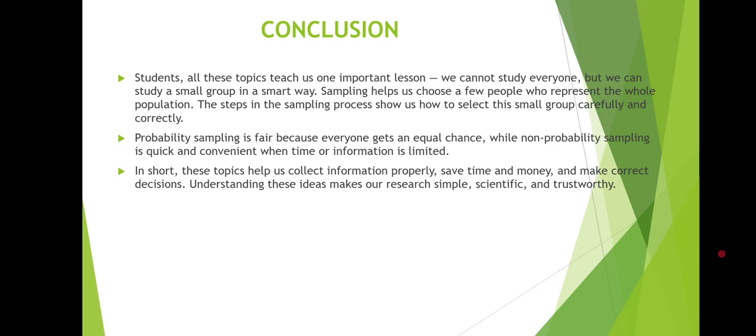Probability sampling is fair because everyone gets an equal chance, while non-probability sampling is quick and convenient when time or information is limited. In short, these topics help us to collect information properly, save time and money, and make correct decisions. So, understanding these ideas makes our research simple, scientific, and trustworthy.